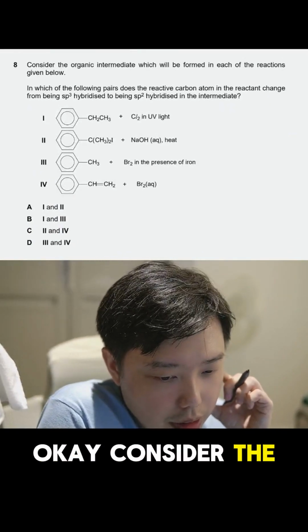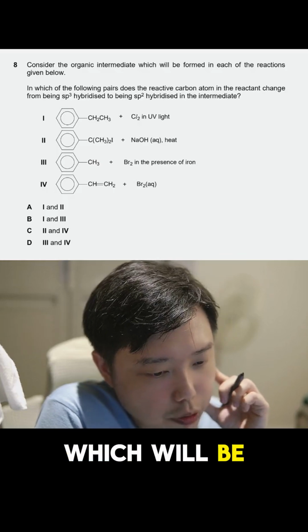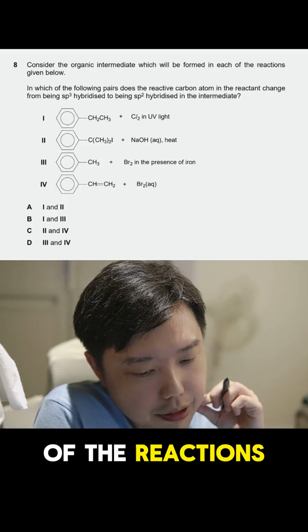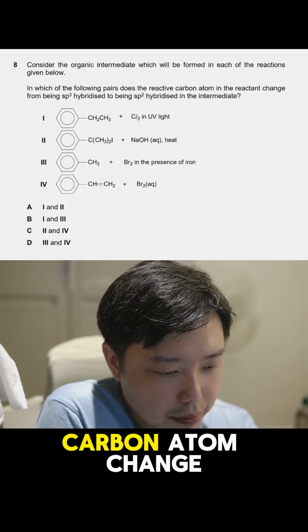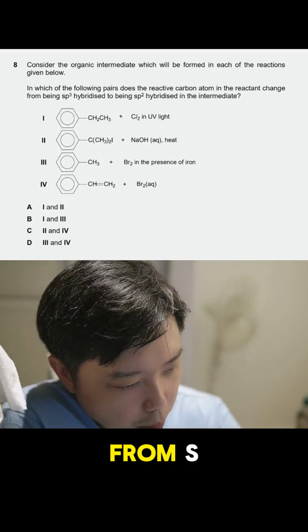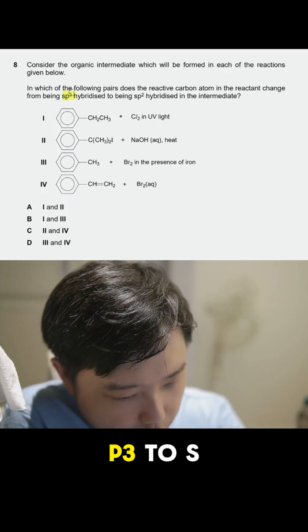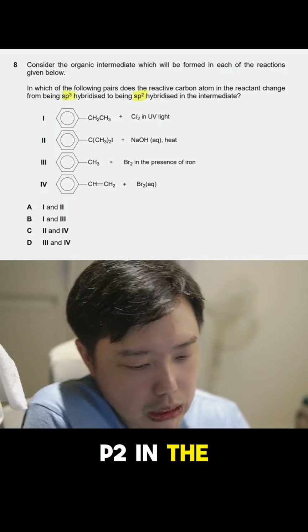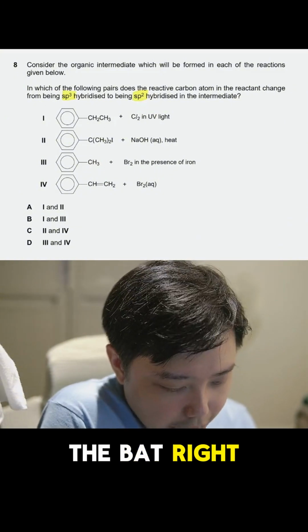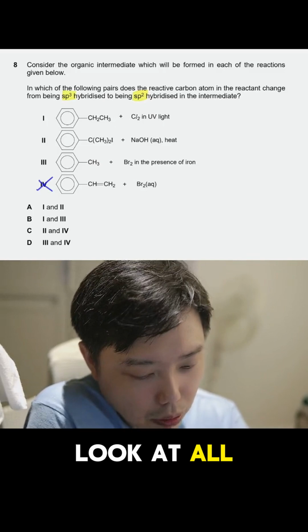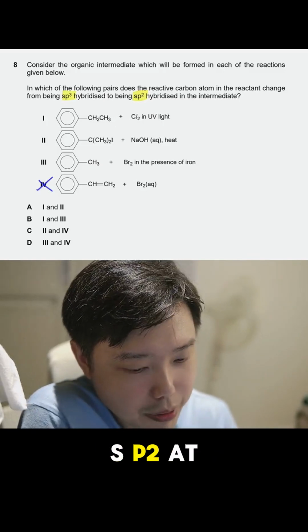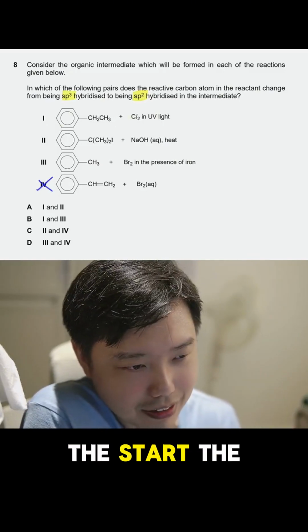Okay, consider the organic intermediate which will be formed in each of the reactions given below. In which of the following pairs does the reactive carbon atom change from sp3 to sp2 in the intermediate? So right off the bat, I think the fourth option is out already, because you look at all the carbons, they are all sp2 at the start, in the reactant.